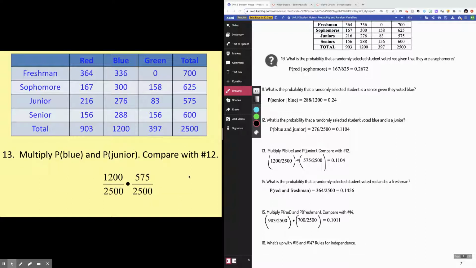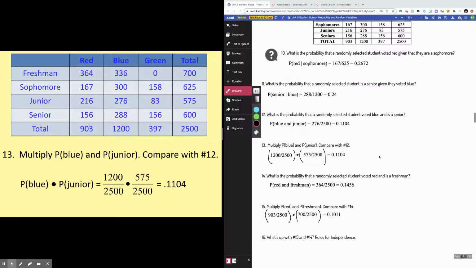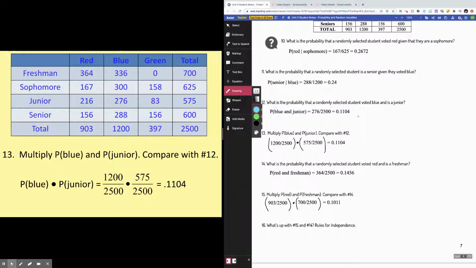Okay, 13 asked you to multiply the probability of blue and the probability of junior. The probability of blue is the total in that category, 1,200, divided by the total in the table, 2,500. Do the same thing for the juniors, and when you multiply them together, notice that you get the same number that you got in the previous question. There's a reason for that, and I'm going to talk about what that reason is in a little bit.